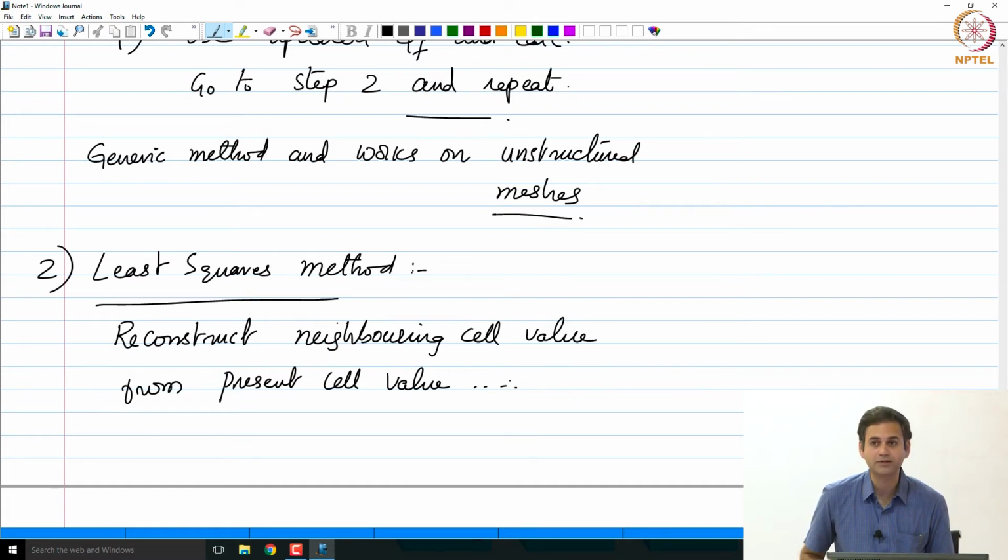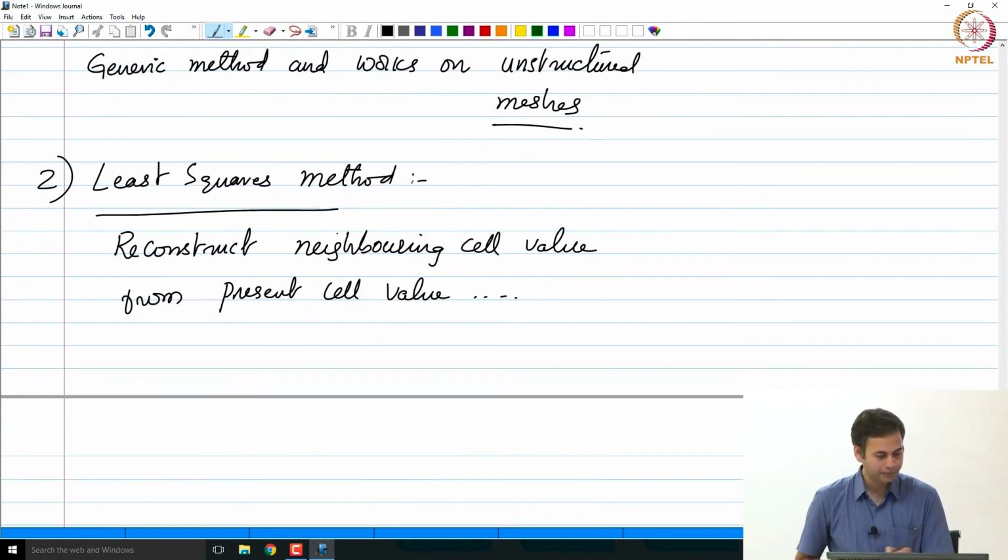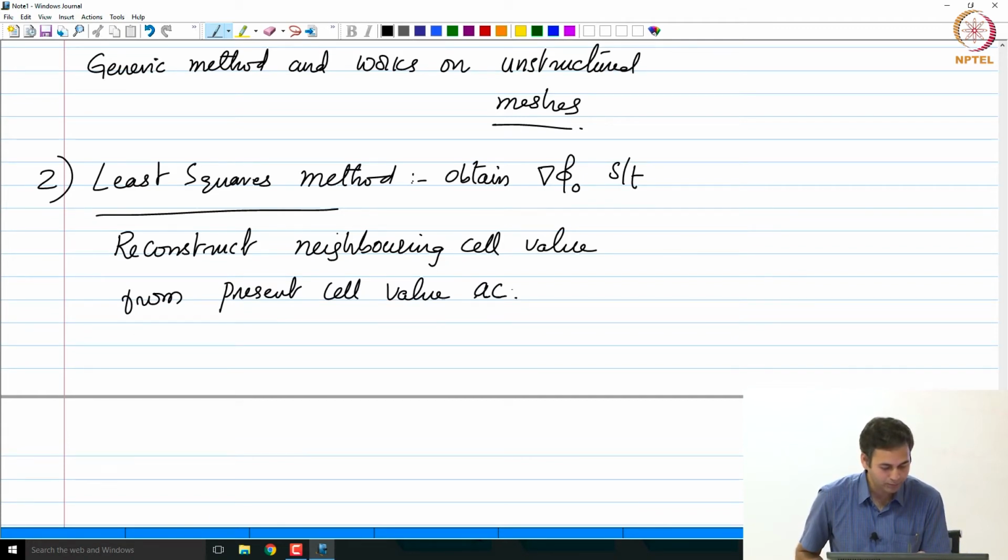Now, how do you reconstruct this accurately? The gradient gives you the value. Okay. So, we want to calculate what is phi at cell 1 from phi 0 using a certain gradient, grad phi 0. Now, we want to evaluate this phi 1 as accurately as possible, then what would be my grad phi 0? That is the idea. Okay. So, essentially evaluate or obtain grad phi 0 such that you reconstruct the neighboring cell value from the present cell value accurately. Okay.